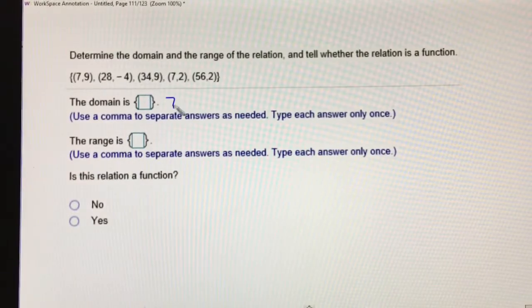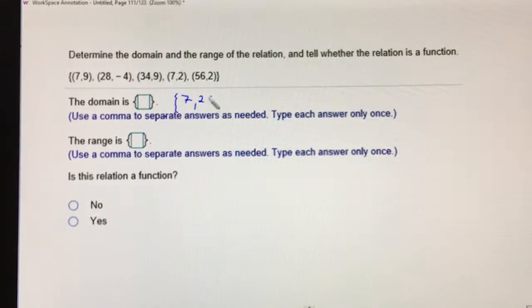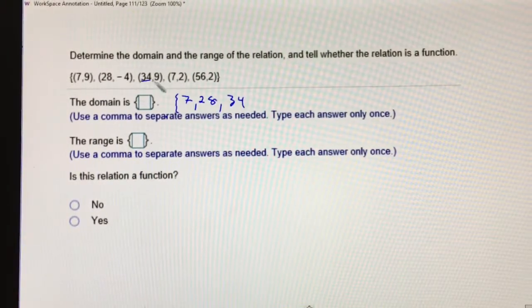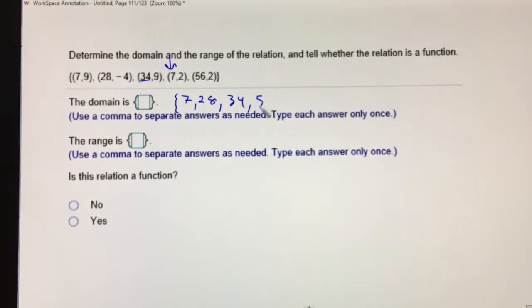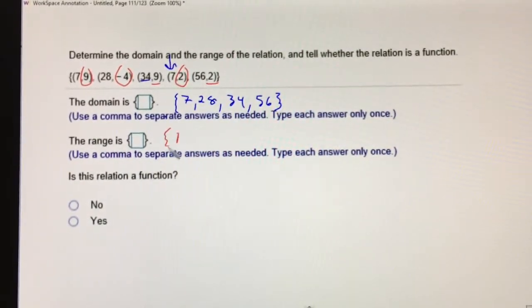Domain, just copy down the x's. Just copy down the x's. And see how it's in that brace notation? So we're going to do 7, comma, 28, comma, 34, comma. Don't do it twice. And 56. The range is the y values. 9, -4, don't do it twice. 2, don't do it twice. So it's in braces, 9, -4, 2.